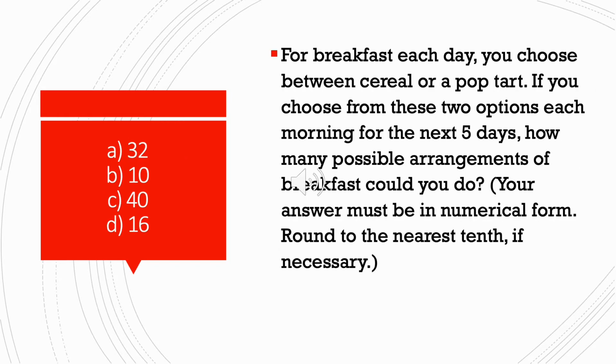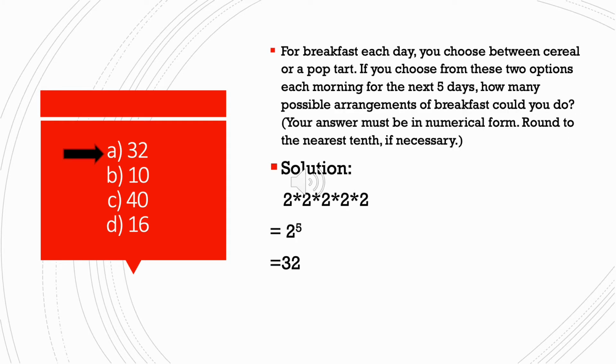For breakfast each day, you choose between cereal or a Pop-Tart. If you choose from these 2 options each morning for the next 5 days, how many possible arrangements of breakfast could you do? Your answer must be in numerical form. Round to the nearest tenth if necessary. The correct answer choice is A, 32. Since you have 2 choices each day, and you have 5 days, we're going to take 2 to the 5th power, which gives us 32.